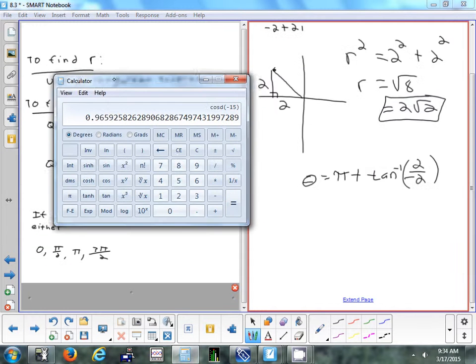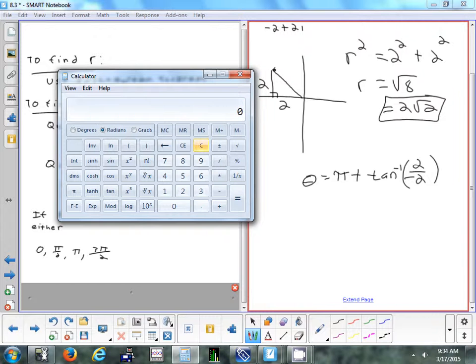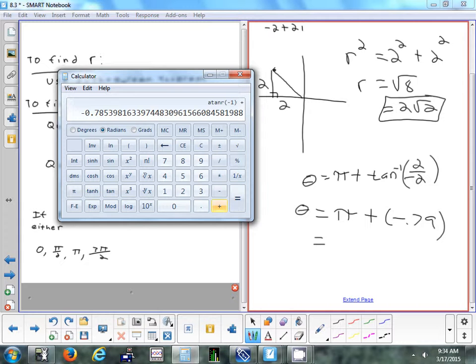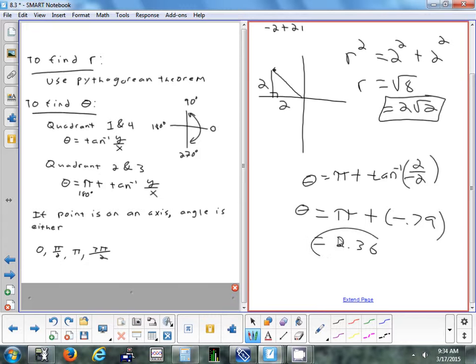All right, so we're doing this in radians. So plug in negative 1, inverse tangent. That's negative 0.79. Then don't forget we've got to add pi to it because we're in quadrant 2. It's about 2.36. Okay, if we want to round it off, which is fine.